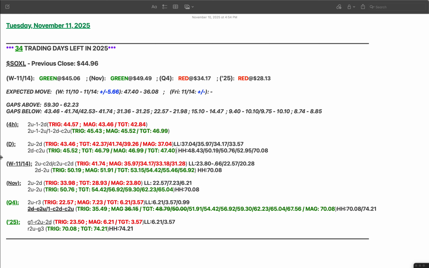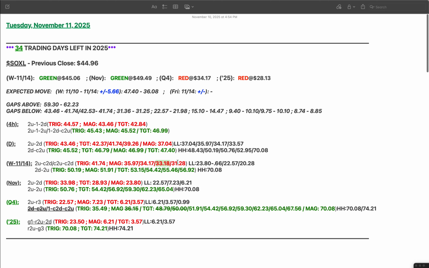So we won't go back to the charts for the week, month, quarter, and year. We'll just go over the numbers. On the week, we're still inside, right? So we haven't gone to the upside or downside. If we do go to the downside, that triggers a 2 up, combo 2 down at 41.74 with a magnitude of 35.97. If we continue past that, that triggers a combo 2 up, combo 2 down with a magnitude of 34.17. Because of the continued 2 up, 2 up, 2 up, 2 up we had for multiple weeks, it creates multiple combo 2 up, combo 2 down situations.